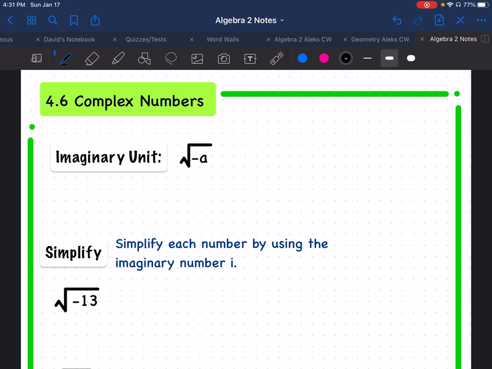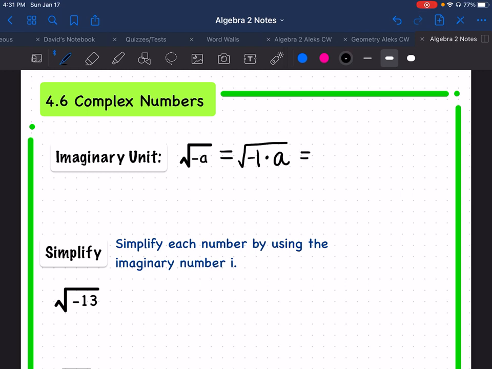Today's lesson is 4.6, complex numbers. Whenever we have a square root of a negative number, let's call it -a, we can start thinking of it as an imaginary unit. So when we have the square root of a negative number, we can start thinking of it as -1 times whatever that number a is. So I'm going to separate it into -1 times 3, -1 times 17, whatever it is.